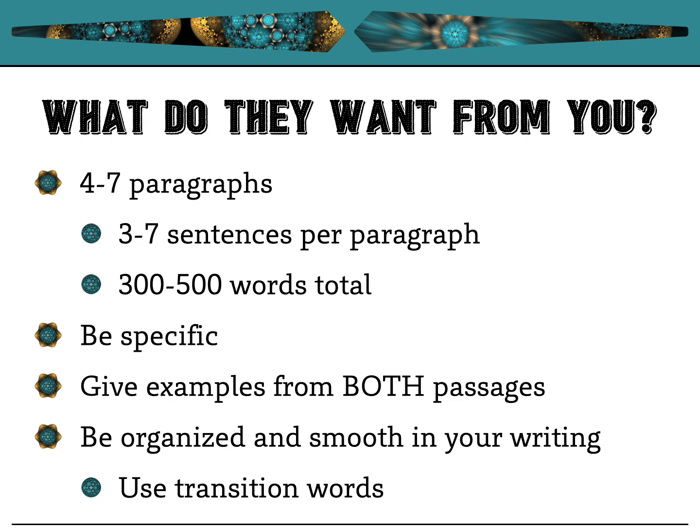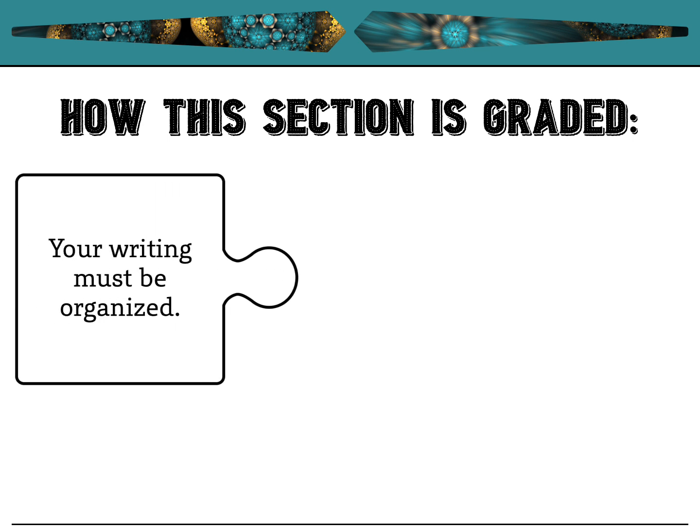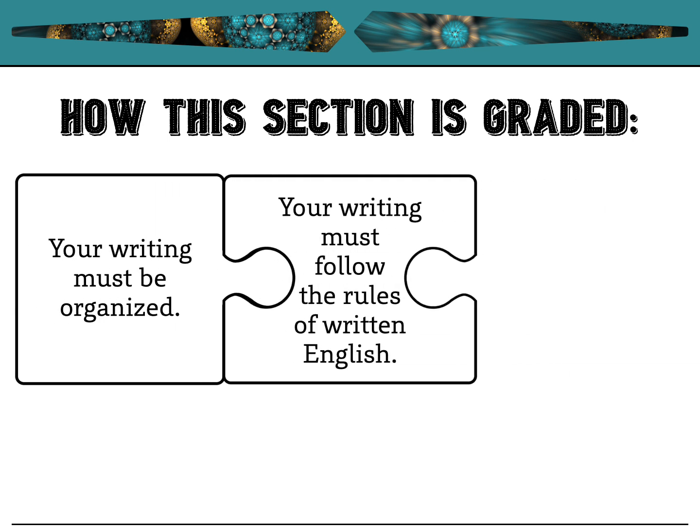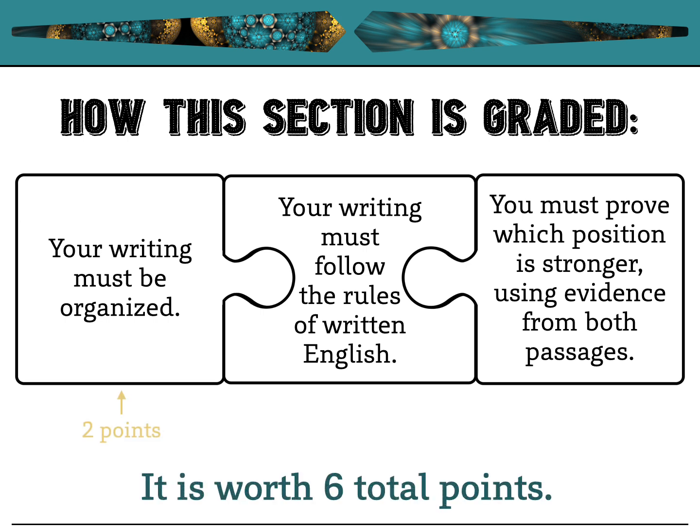Quick review of how this section is graded. There are 3 main components they're going to look at. Your writing must be organized, your writing must follow the rules of written English, and you must prove which position is stronger using evidence from both passages. This section of the GED Language Arts test is worth 6 points, and there are 2 points per component.